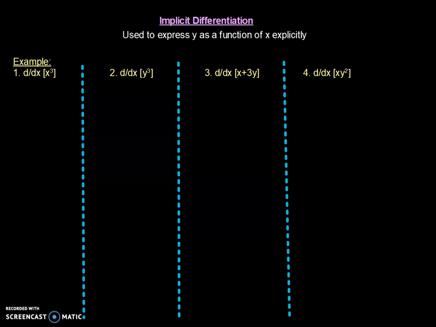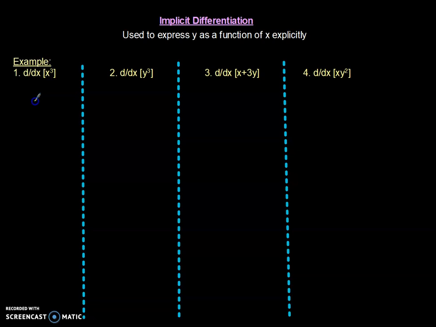Hey guys, so today we're going to go over implicit differentiation, which is used to express y as a function of x explicitly. Makes sense, right? So I'll go over it with the example just to kind of clarify a little bit. I'm building up to it with the first couple of examples and then we'll step it up.